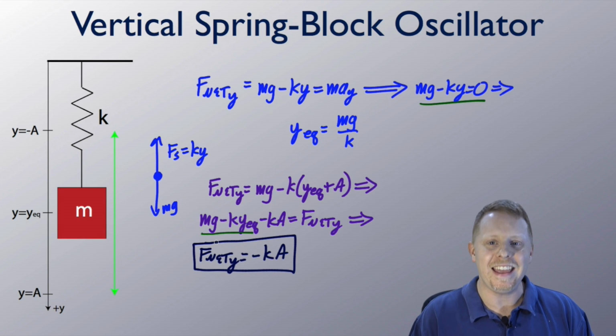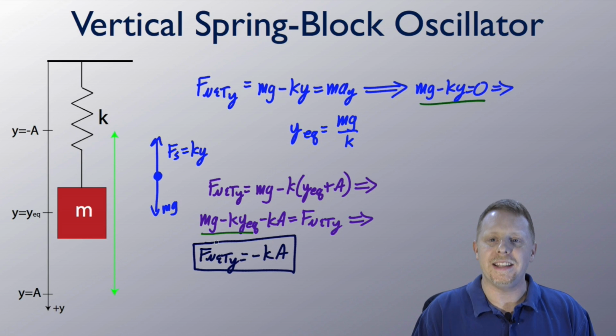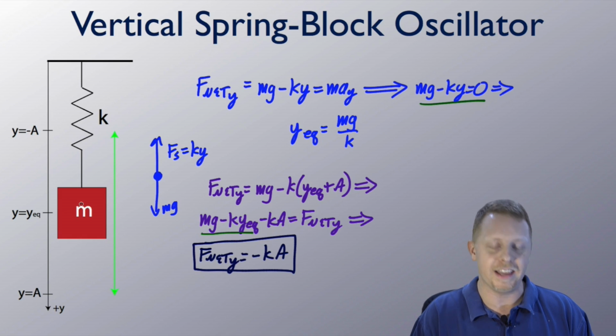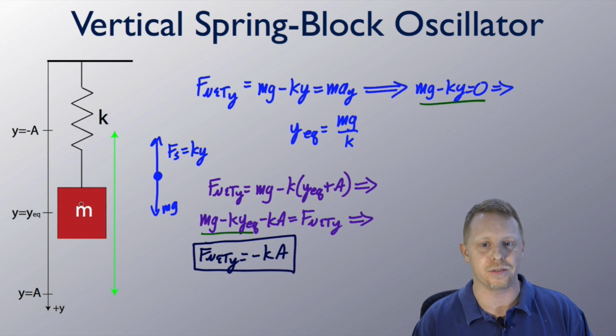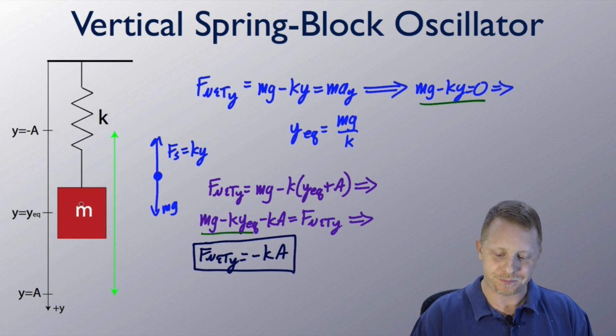So what we're really saying in this case is that we can treat it as if it's a horizontal spring block oscillator that's just oscillating around that center point, that equilibrium point, and treat it just the same way. We don't have to worry about all these extra things. That's maybe a little bit easier to see when we do some demonstrations. So let's start with a couple demonstrations, and then we'll do a couple problems.